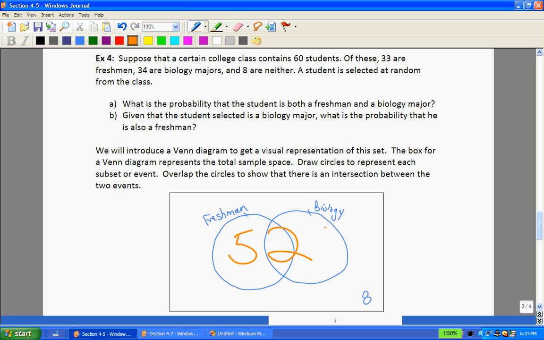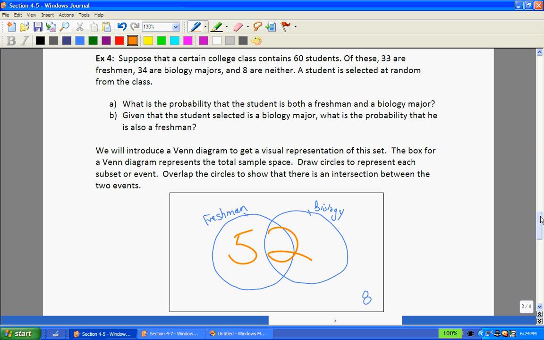represents 52 students. Now again, I don't know the breakup. I don't know how many are just freshmen but not biology majors, and how many are just biology majors but not freshmen, or how many are both freshmen and biology majors. But collectively, these two circles together are 52 students, and that represents the union.